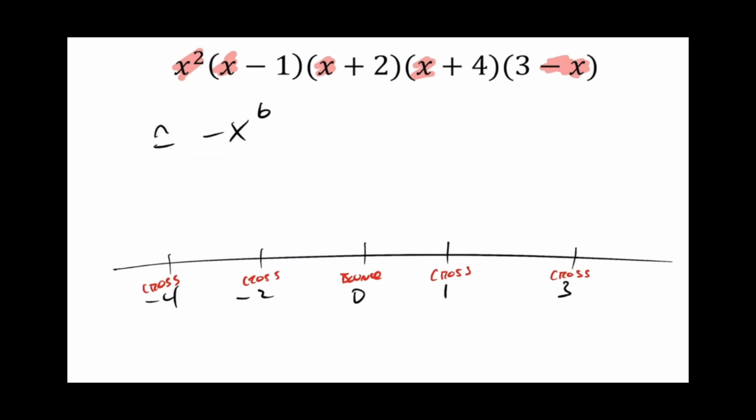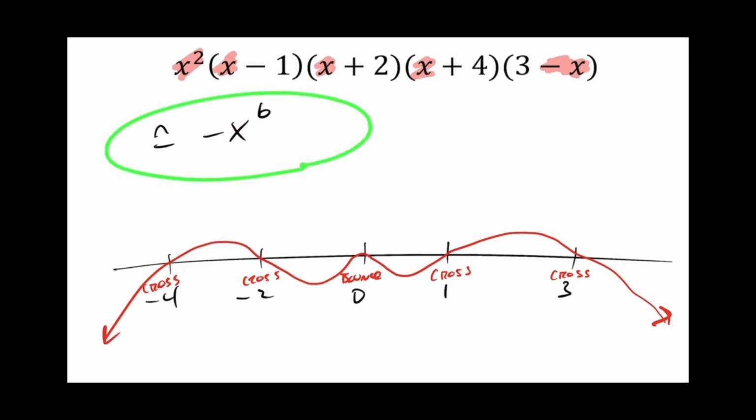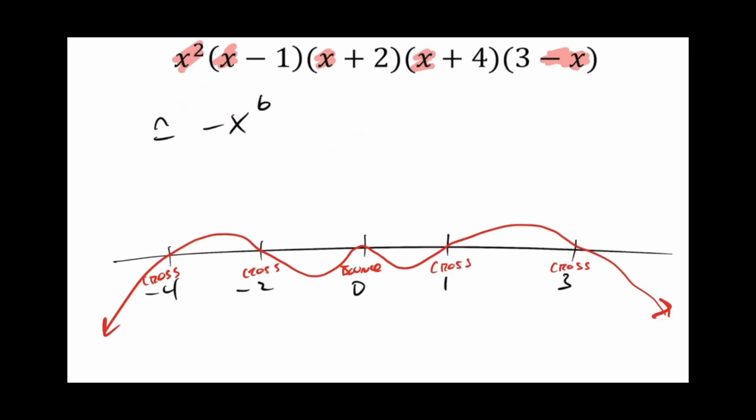So we're going to go ahead and tend towards our root of 3 and cross, tend towards 1 and cross, tend towards 0 and bounce, cross, and cross. So this would be a rough sketch of our polynomial of degree 6 here. That concludes today's lesson on sketching higher order polynomials. Thank you.